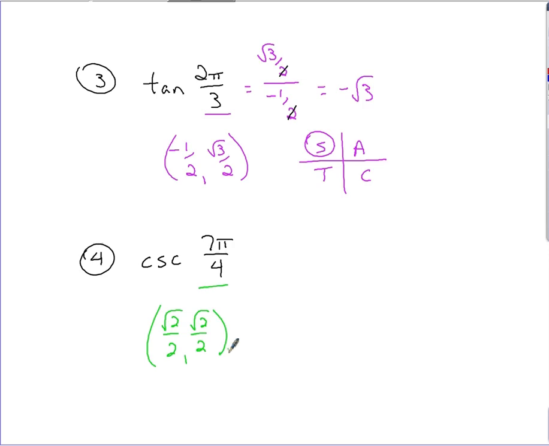7 pi over 4, if we count it out, puts us down in quadrant number 4, right? So in quadrant number 4, x is positive, y is negative. Finding cosecant, we appreciate cosecant is the reciprocal of sine. So if we know that sine goes with y, and the y value is negative root 2 over 2, the reciprocal would be negative 2 over root 2. And just for good measure to check, if this is an approach you like, we're down here in quadrant 4 where only cosine and secant could be positive. We're finding cosecant, so that's why it's negative.